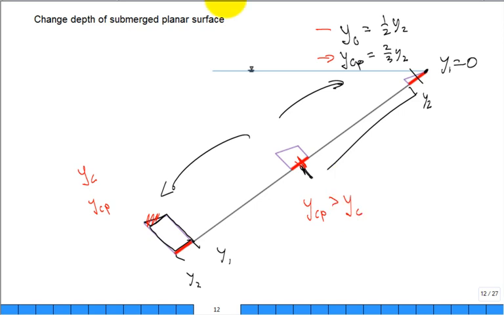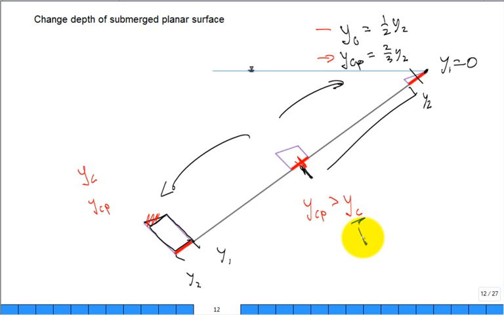Okay, sometimes we get bogged down in acronyms. I forgot. Y sub C, what is it? What's the name of y sub C? Yeah, it's the y location of the centroid of that submerged planar area. What is y sub CP? The center of pressure of that planar submerged area, and that's where we apply the single resultant force.